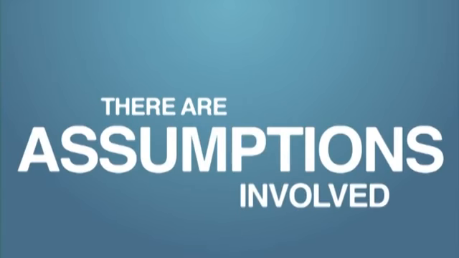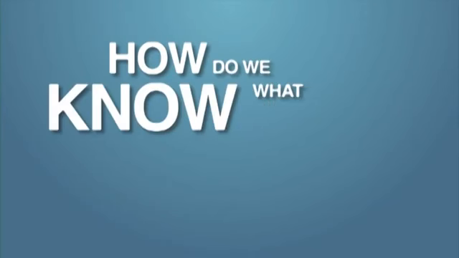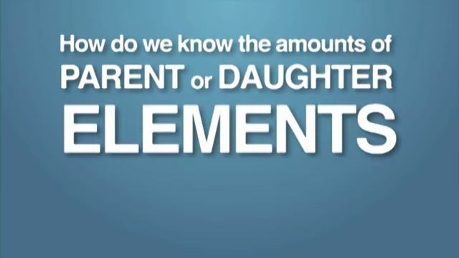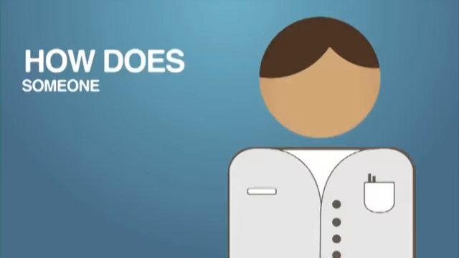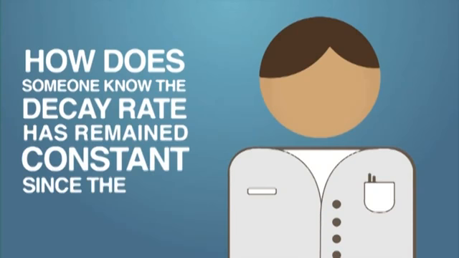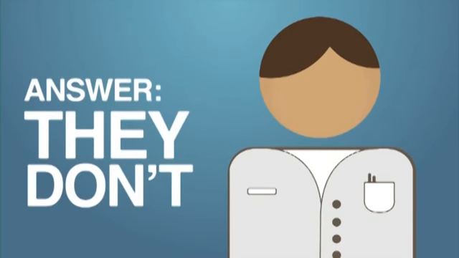Since radioisotope dating uses both types of science, we can't directly measure the ages of rocks. There are assumptions involved. For instance, how do we know what the initial conditions were in the rock sample? How do we know the amounts of parent or daughter elements now in that sample haven't been altered by other processes in the past? How does someone know the decay rate has remained constant since the rock formed? The answer is they don't.